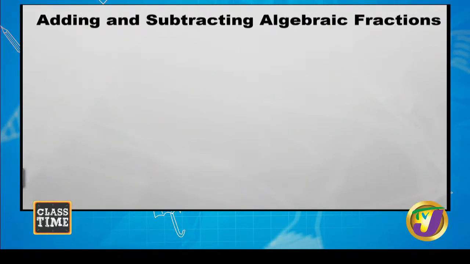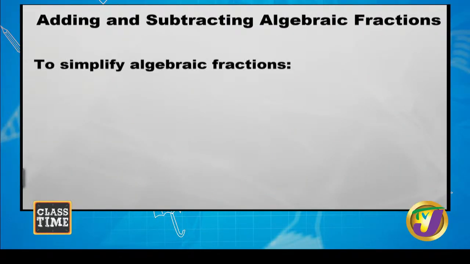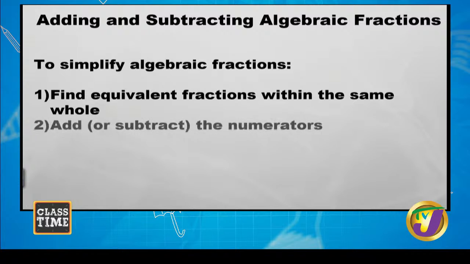So since we remember about fractions, let's look at adding and subtracting algebraic fractions. One, just as we would have done with normal fractions, we find the equivalent fractions within the same whole. Two, we add or subtract the numerators based on what operation we're given. And three, we simplify if possible.